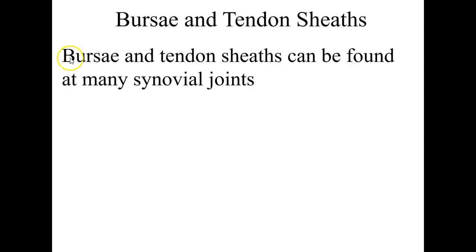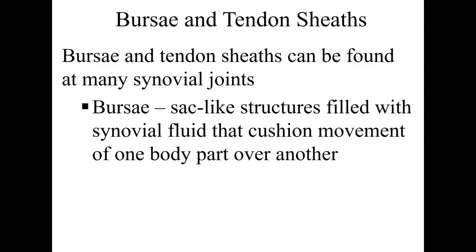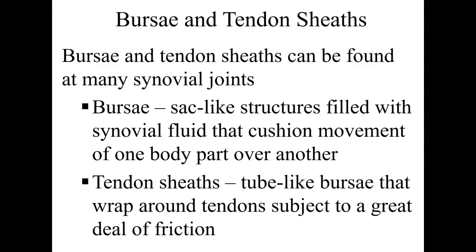So, extending out a little bit more information on the synovial joint. Synovial joints often do have bursae and tendon sheaths. So bursae and tendon sheaths can be found at many different synovial joints, but not every synovial joint has them. So a bursa, being singular, is a sac-like structure filled with synovial fluid that cushions the movement of one or more body parts over another. And I'll show you a picture of a bursa in just one second.